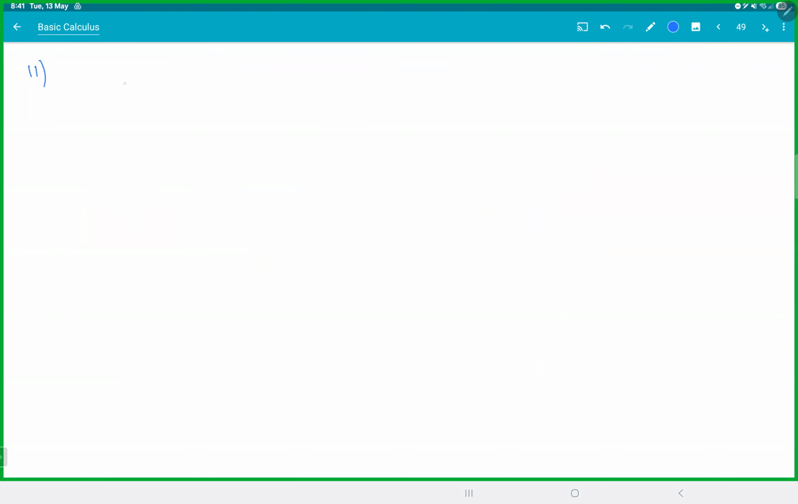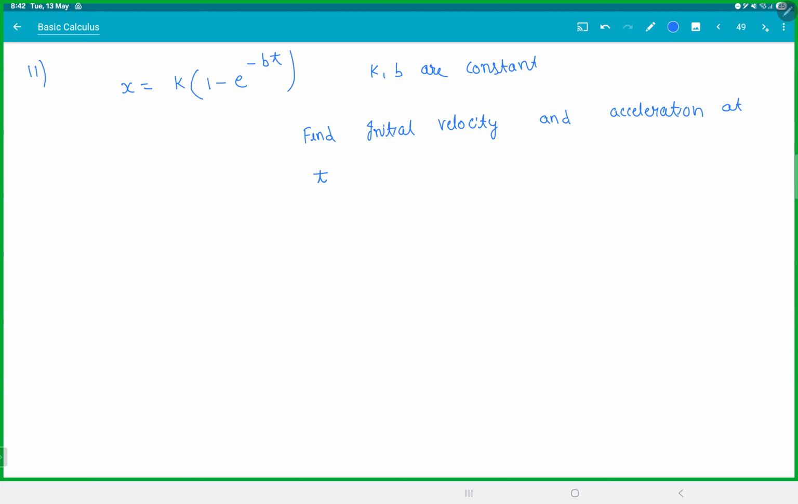Next one. Let's say x is equal to some constant k into 1 minus e power minus bt. K and b are constants. This is a good one. Can you find initial velocity and acceleration at time t? E is that exponential thing. Hope you remember e power x ka differential is e power x.